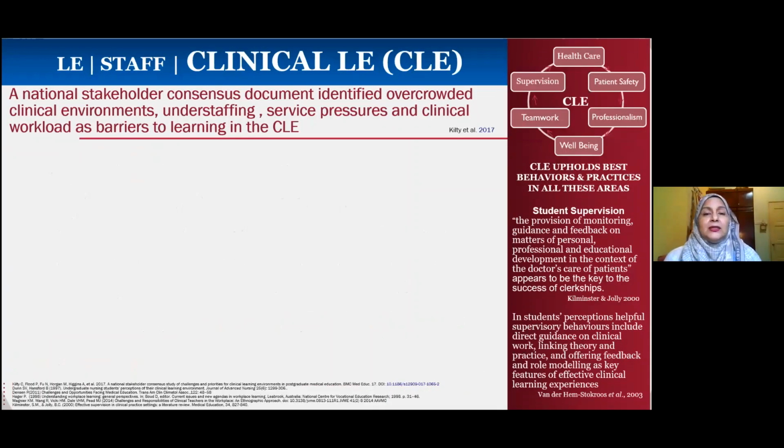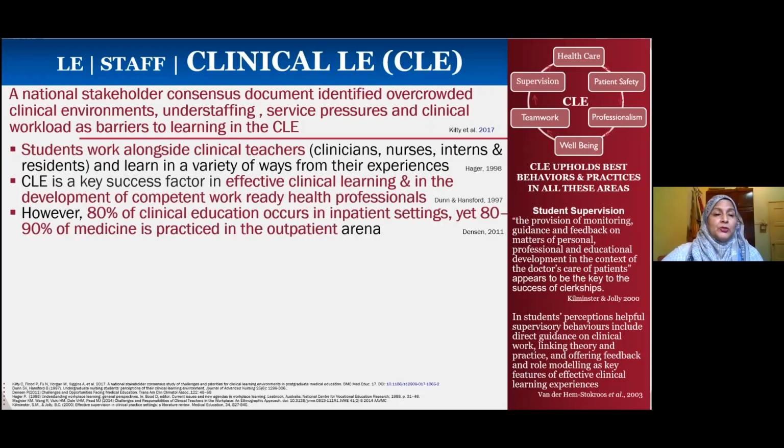The clinical learning environment for the staff: the national stakeholder consensus document identified overcrowded clinical environments, understaffing, severe service pressures, and clinical workload as barriers to learning in the clinical learning environment. Students work alongside clinical teachers. It is an effective clinical learning method, and it is used in the development of competency for work-ready health professionals.